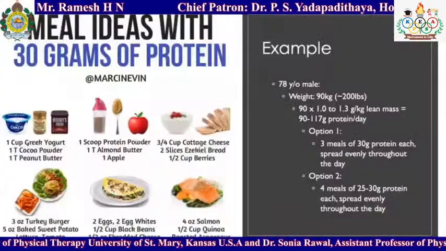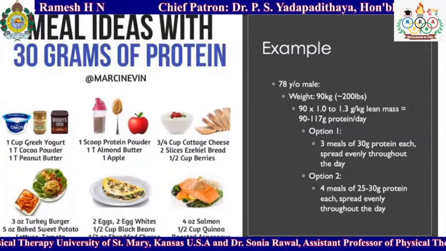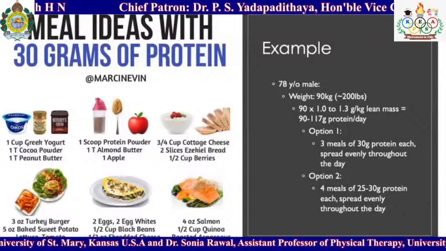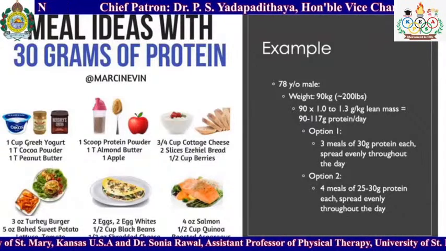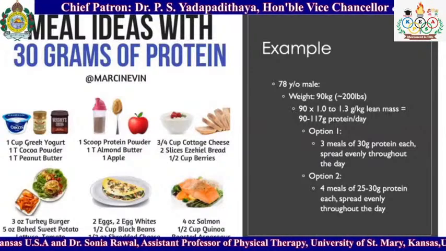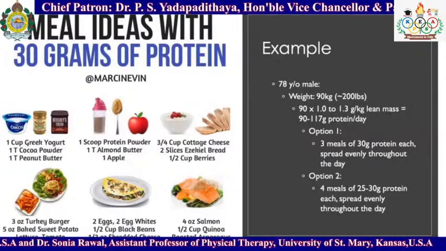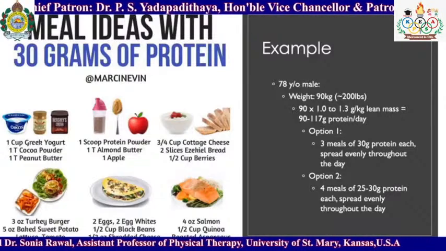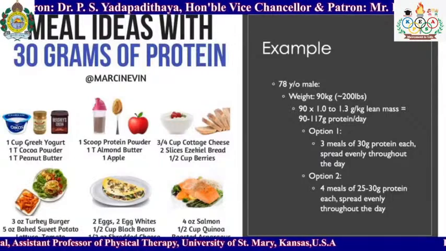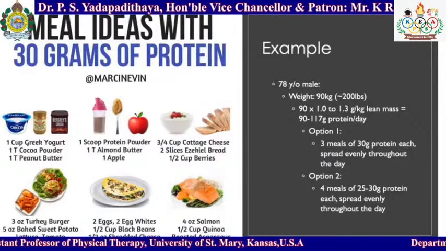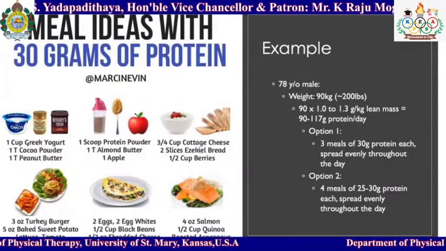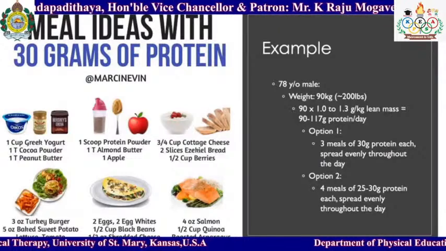So let's just quickly go through a functional example. In this example, we have a 78-year-old male who weighs 90 kilograms or about 200 pounds. So you multiply 90 times 1 to 1.3 grams per kilogram of lean mass. And in this, we're going to assume that the patient's weight is mostly lean mass. And that comes out to about 90 to 117 grams of protein per day. So a couple of different options for that range. Again, we need that 25 to 30 grams of protein in every meal to really get that muscle protein synthesis.